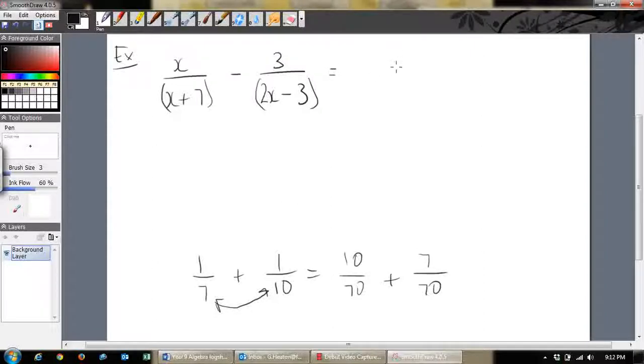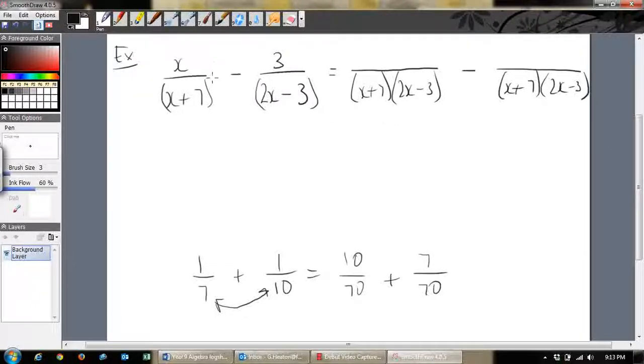So what we can do is, I'll try to squeeze it in, we can just multiply these two and have that as our common denominator. So we can have x plus 7 multiplied by 2x minus 3. That'll be our first fraction, minus something over, it'll be the same thing, x plus 7, 2x minus 3. Okay, so that's the setup. Let's see if we can figure out what's going on.